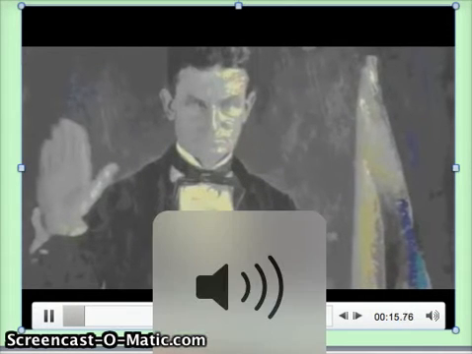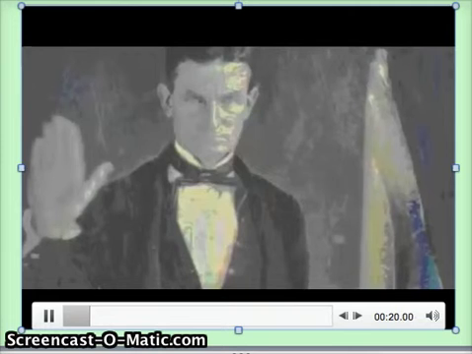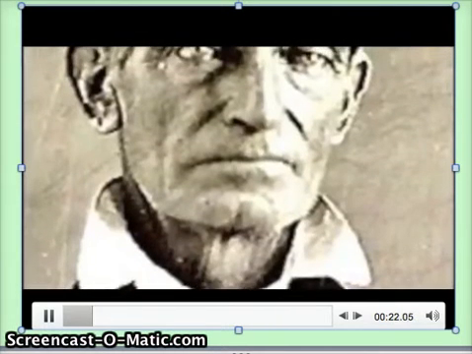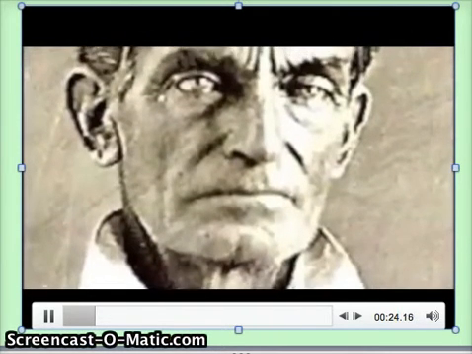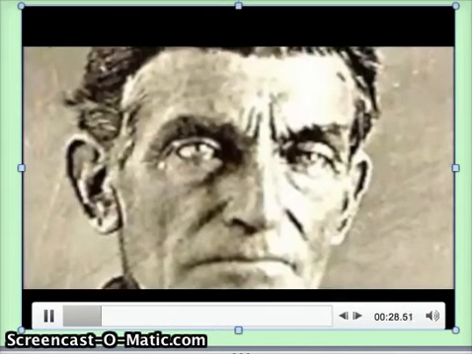Story of a man named John Brown, radical abolitionist, a man who was willing to do whatever it took to bring about the end of slavery.